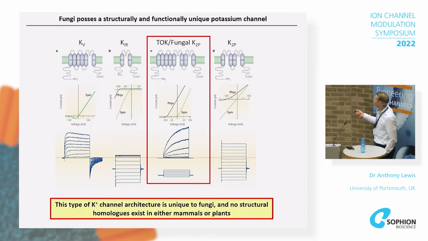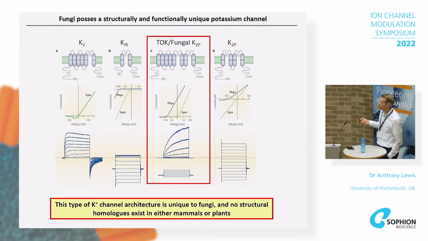The third class, and Stephen Tucker, who's here today, is going to talk more about K2P channels in humans and plants. So these have 4 transmembrane domains, but they have 2 pore loops per subunit. So these channels form as dimers, and they're thought traditionally to be leak or background channels, so you can see here through the IV curves.